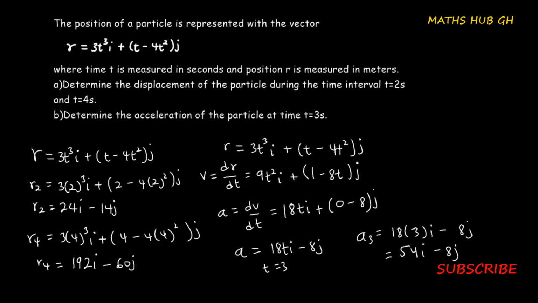In case you are asked to find the magnitude and then the direction of the acceleration vector, like we learned earlier on, you can use the formula. As for the magnitude, you can do it as the square root of 54 squared plus 8 squared. This will give us the magnitude. And then to find the direction, you can use the unit vector, equal to the actual acceleration vector over the magnitude. This will give us a specific direction for the acceleration vector.